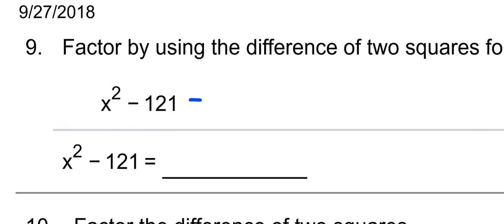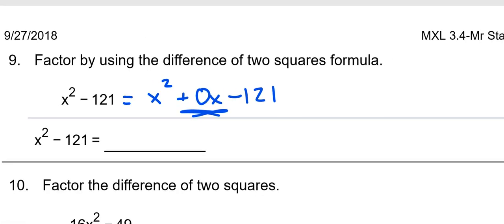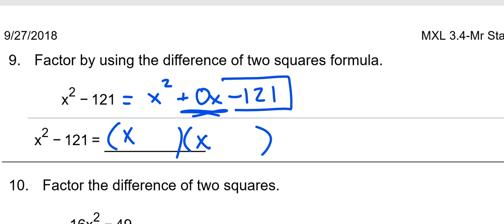This one, another way to write this is x squared plus 0x minus 121. Now, nobody's going to write this middle term. It's always assumed to be 0, so you don't have to worry about it. But it helps kind of illustrate what's going on here. We want two factors. You got your x and x. I need two numbers that multiply together to give me 121. Well, things like 121 and 1, 11 and 11.